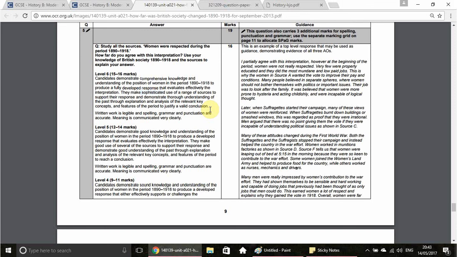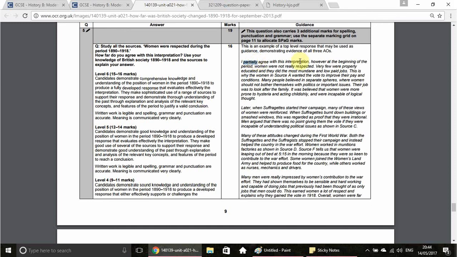Okay, so the things that are good about this answer on this side are that it starts off with how far they agree, and they say that they partially agree. So they've used a word to qualify to what extent they agree with the interpretation. So it might be I partially agree, I mainly agree, I largely agree, I to some small extent agree with the statement. You need to say how far.